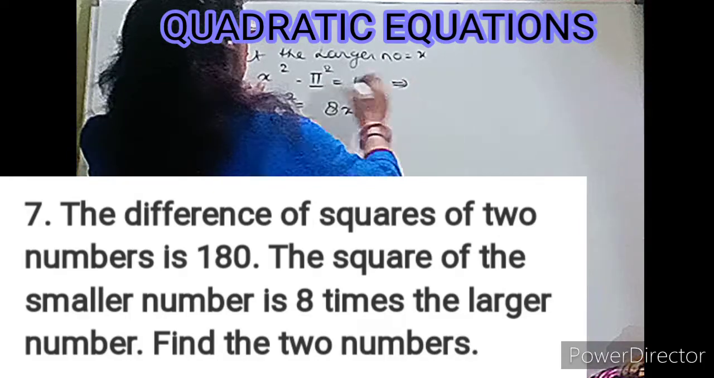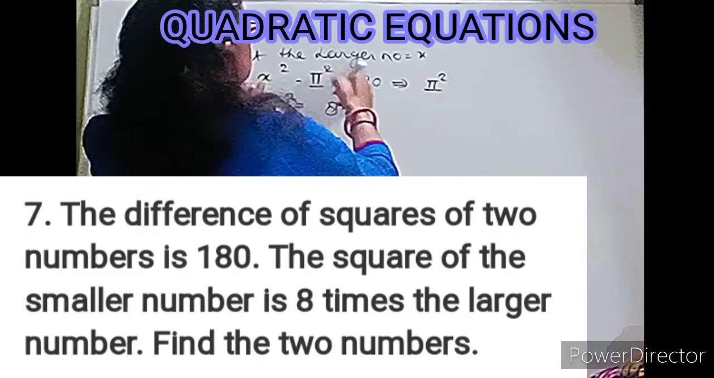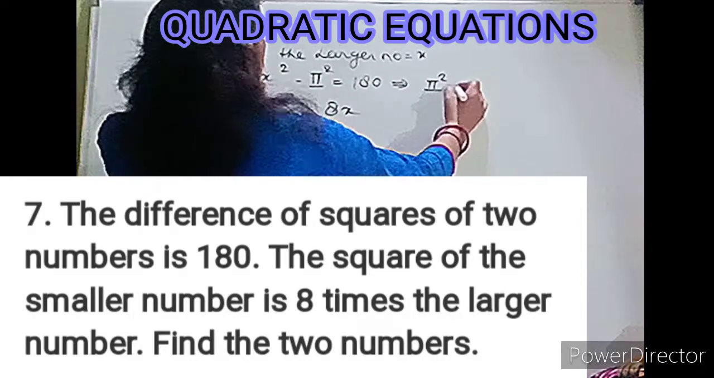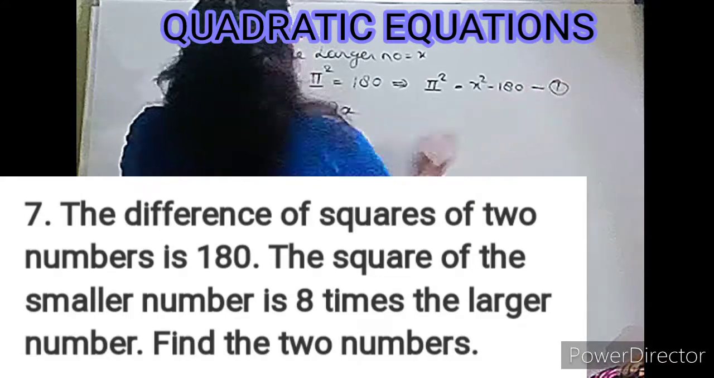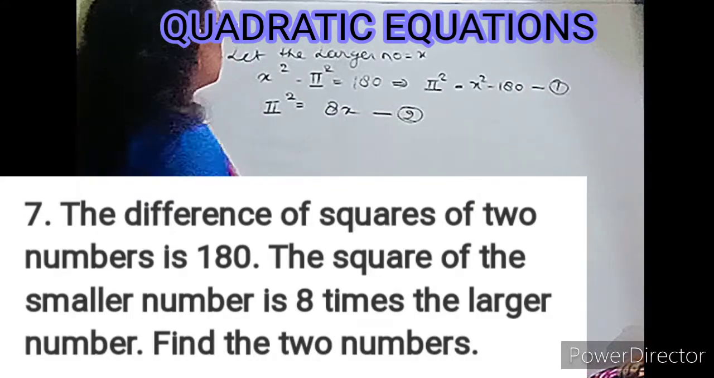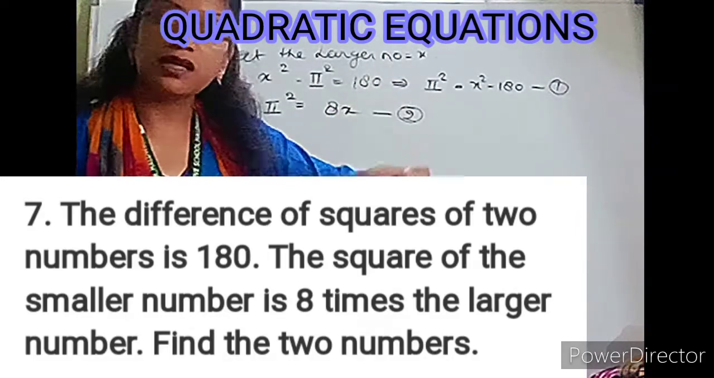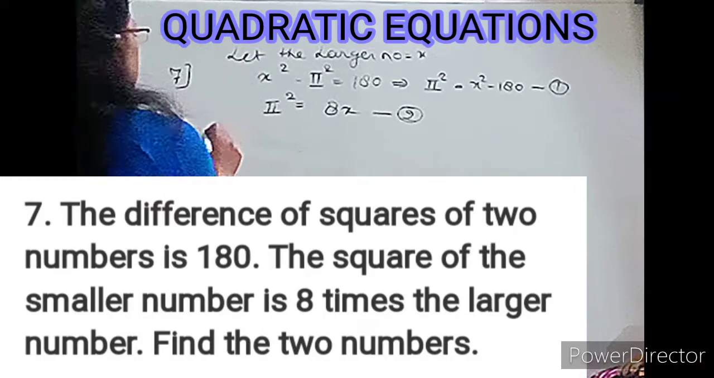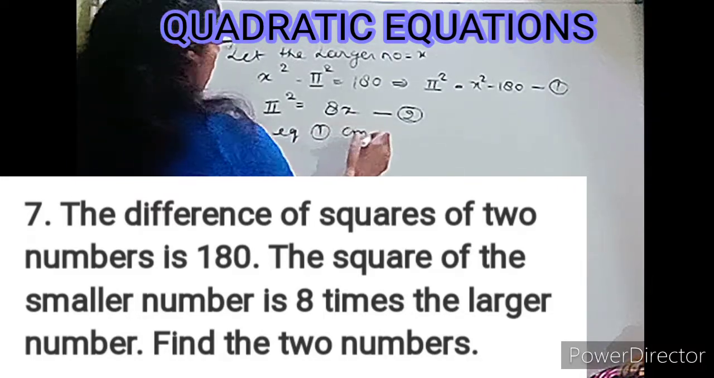So from the first equation, what do I get? Second number square we'll send this side and 180 this side. So we'll get x square minus 180. Let me say this is equation number 1 and this is equation number 2. So from equation 1 and 2, left hand side are equal, so right hand side will also be equal. So I am writing from equation 1 and 2.